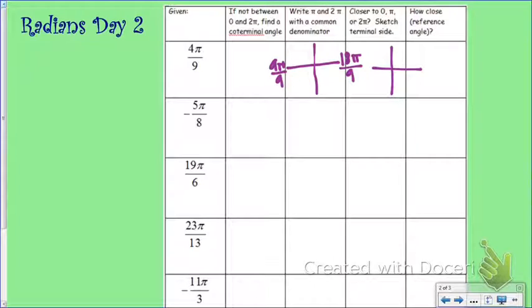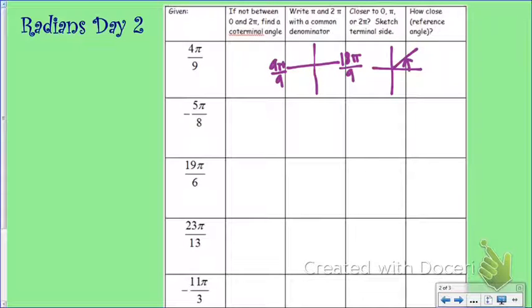And I'm a little bit out of space here because it's hard to write with a stylus. But I know this column is going to be here, because 4 pi over 9 is closer to 0 than it is to 9 pi over 9. It's 4 away as opposed to 5 away. So this is in the first quadrant. So I sketched my terminal side. If I were to actually graph this angle, it would just be like that.